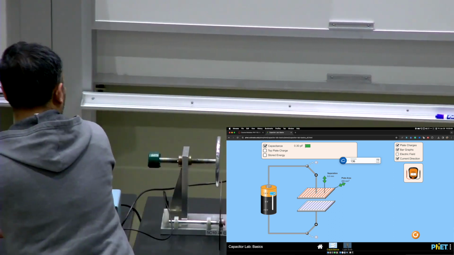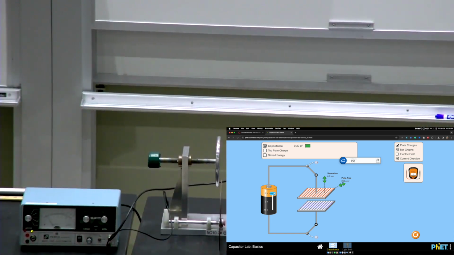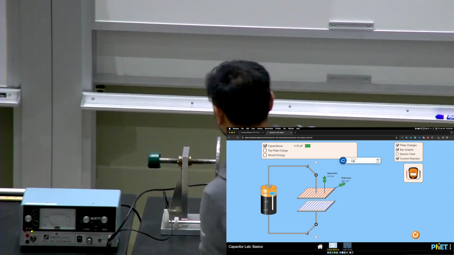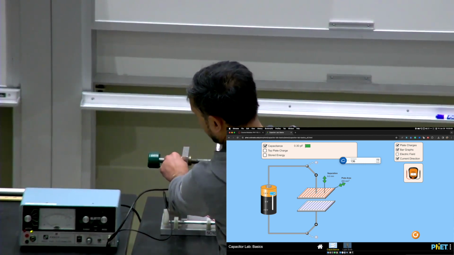All right. So now I'm going to charge the capacitor. Going to charge. So basically just connect positive and negative to the capacitor. Oops.